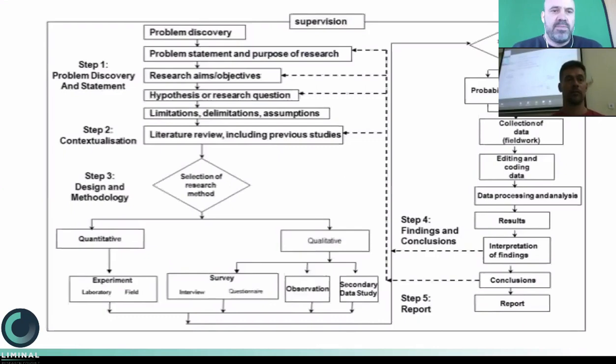The first step is the problem discovery and statement. This is where we have our research questions, hypothesis, objectives. We set the delimitations, the assumptions we make. Then we have our theory, which is the second step, the contextualization, the literature review. And then we go into the research methodology. There we decide on a research method, qualitative, quantitative, or a mixed method approach. And then there's a few designs.